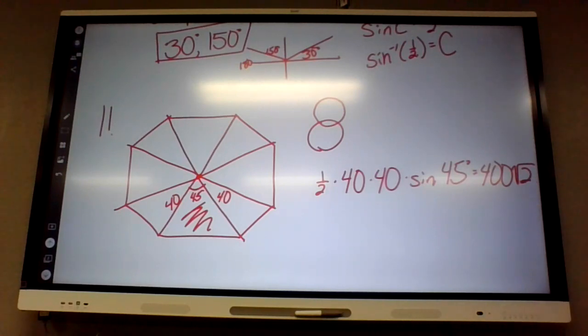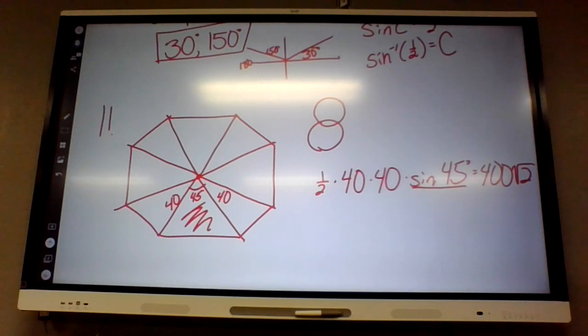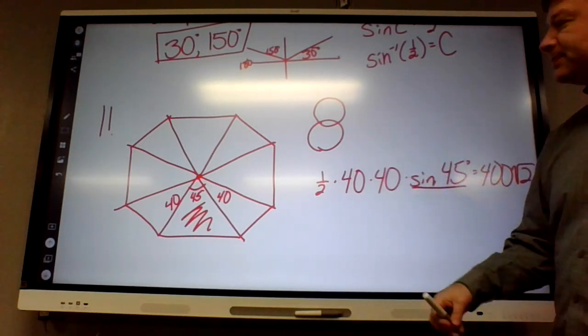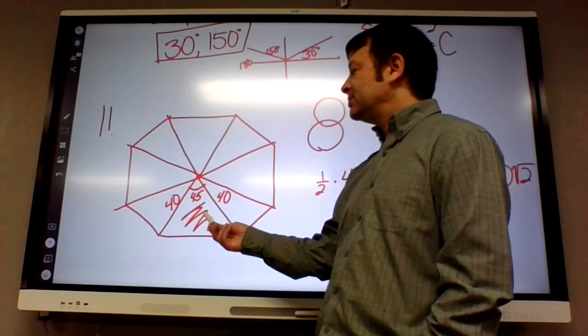Yeah, I guess your calculator failed you. This right here is square root 2 over 2. I don't know if they said we had to use the square root answer, so maybe it'd be okay if you had the decimal. Anyways, that would be the area of one of these triangles.